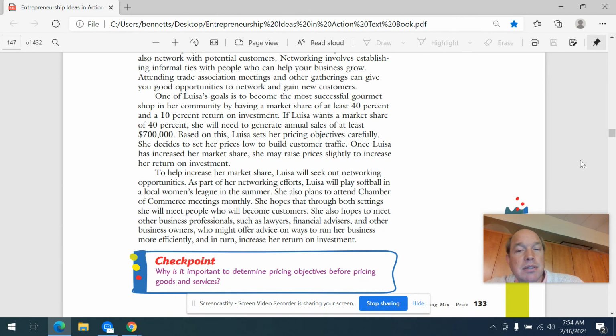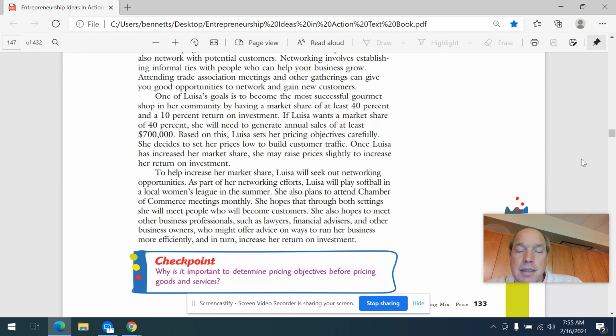One of Louisa's goals is to become the most successful gourmet shop in her community by having a market share of at least 40% and a 10% return on investment. If Louisa wants a market share of 40%, she will need to generate annual sales of at least $700,000. Based on this, Louisa sets her pricing objectives carefully. She decides to set her prices low to build customer traffic. Once Louisa has increased her market share, she may raise prices slightly to increase her return on investment.